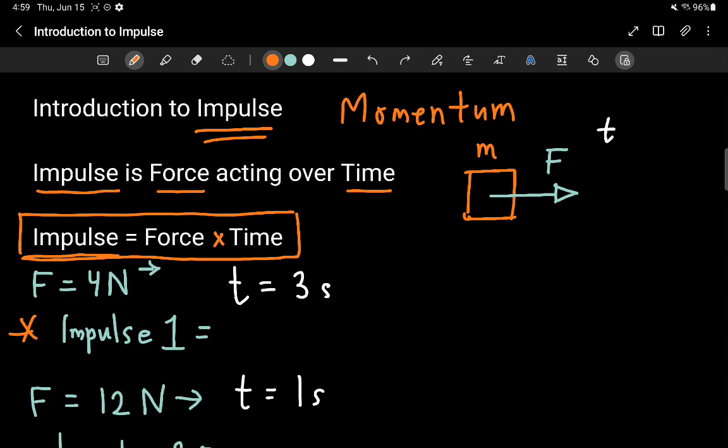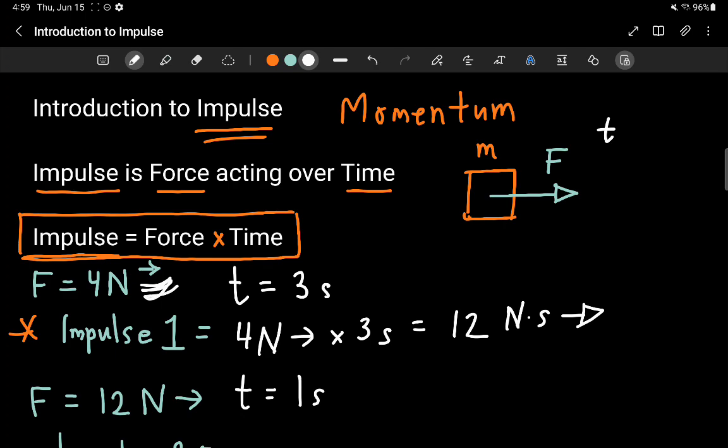So if I'm going to calculate this, it's pretty simple, right? You just put in 4 newtons towards the right and you multiply by 3 seconds. And the answer to that is 4 times 3 is 12. And the units are newtons and seconds. Newtons times the second, right? Because we took a force and multiplied by time. And this impulse that we just calculated is a vector. And the result is towards the right because the force was towards the right. So this is the impulse.